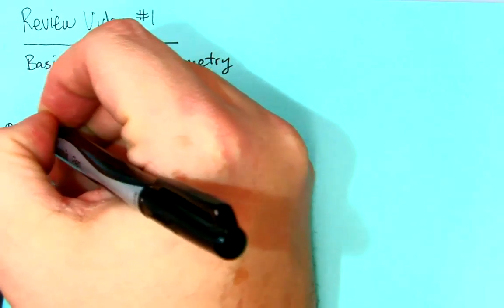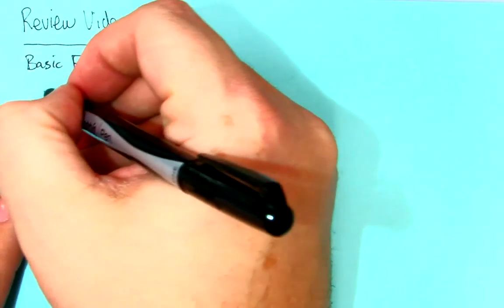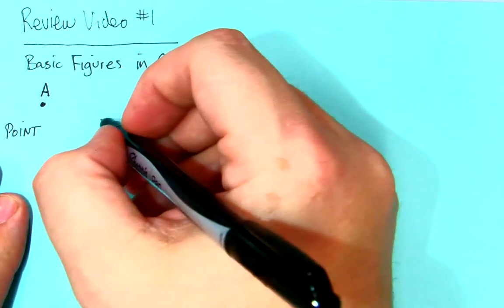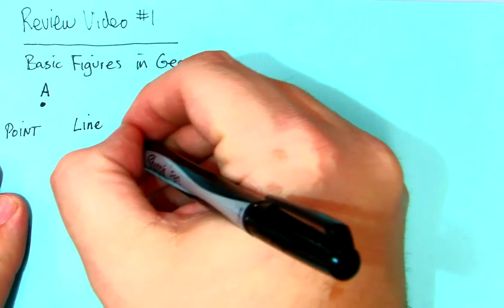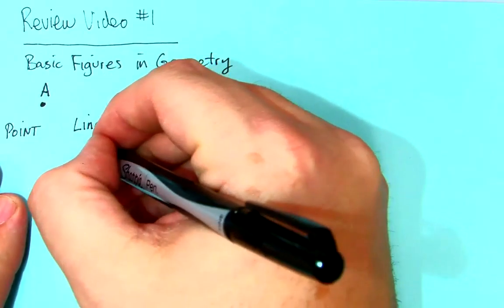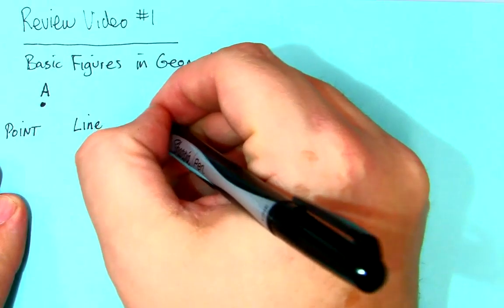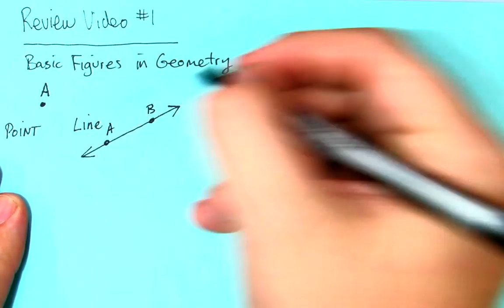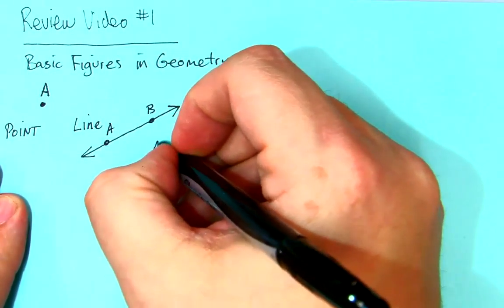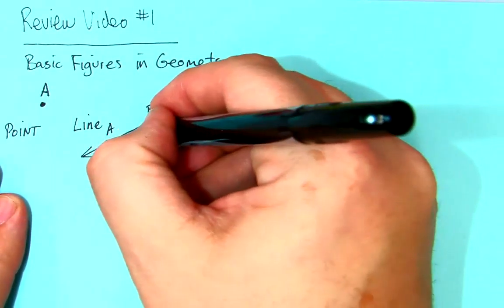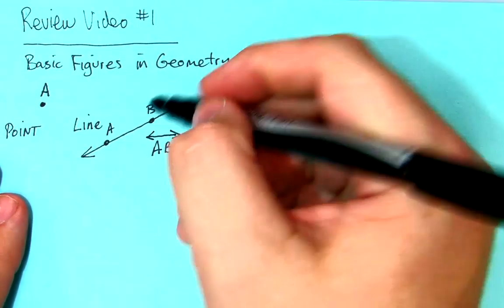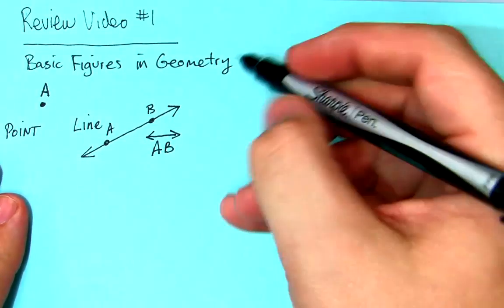A point is represented by a dot and is named by a capital letter. The next is a line. And a line is a straight line that goes through at least 2 points. You need 2 points to determine the line. And to name a line, you're going to give the 2 points that are on the line, and you have to tell which shape it is. So we're going to put the line above the 2 points.